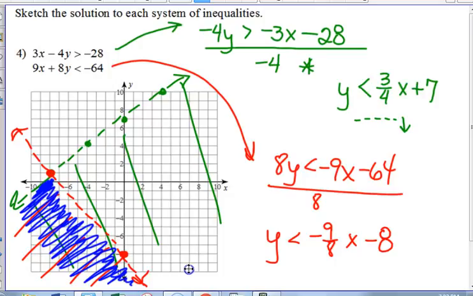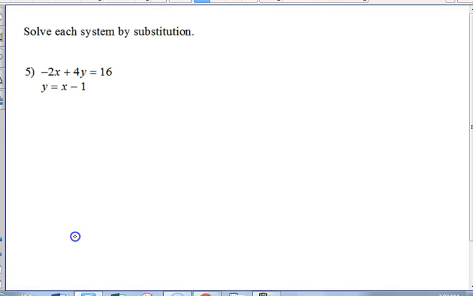So if I tested 0, 0, it should work where? Actually, it's below the green line, right? So if I put it in here, I get 0 is greater than negative 28. That's true. But if I put it in the bottom one, I get 0 is less than negative 64. That's not true because 0, 0 is not below the red line. All right, we okay?